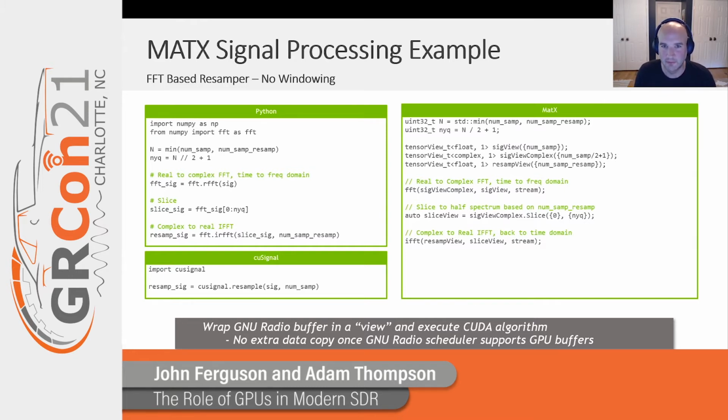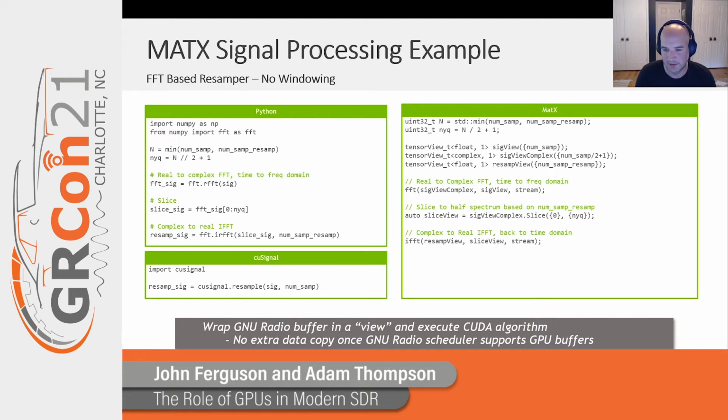You would learn MATX. What this library looks like is an example of a very, very simple FFT-based resampler. On the left is what Python looks like, and on the right is MATX. We have these tensor views, but essentially we just call an FFT, we slice, and we do our IFFT. One of the things that the GNU Radio community could do is wrap a GNU Radio buffer into one of these views to execute a CUDA algorithm.